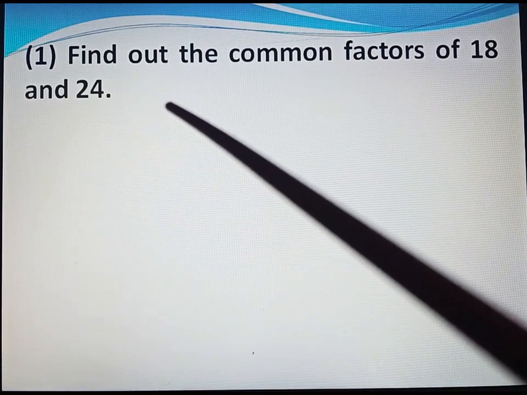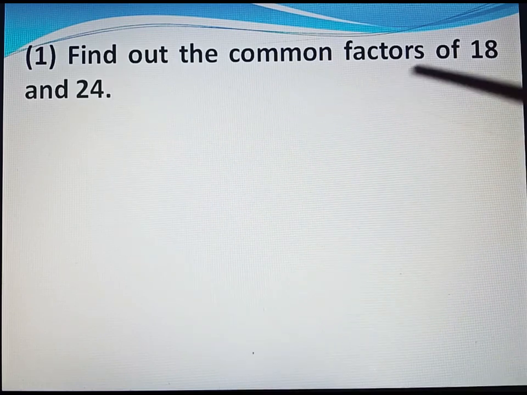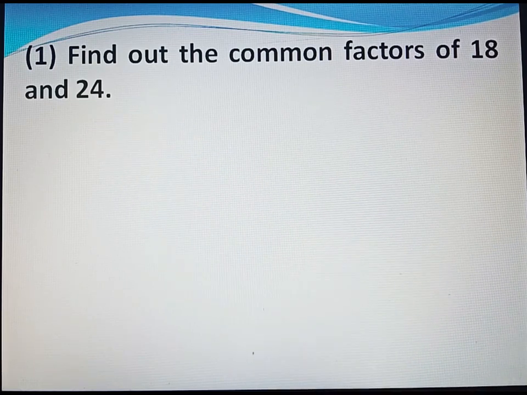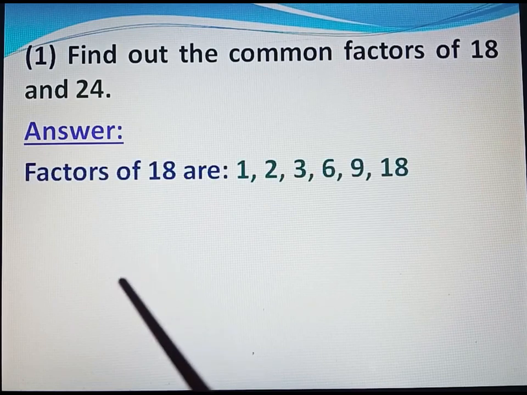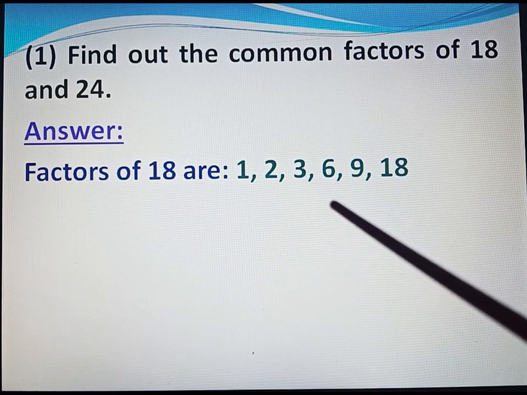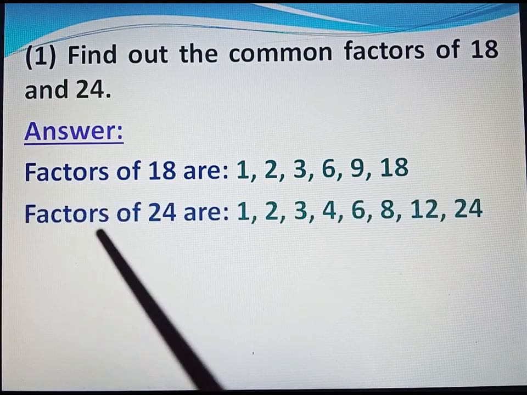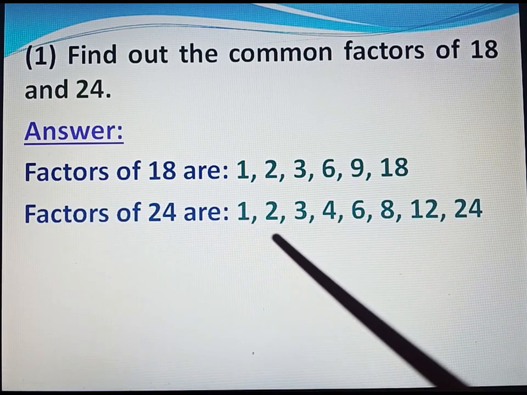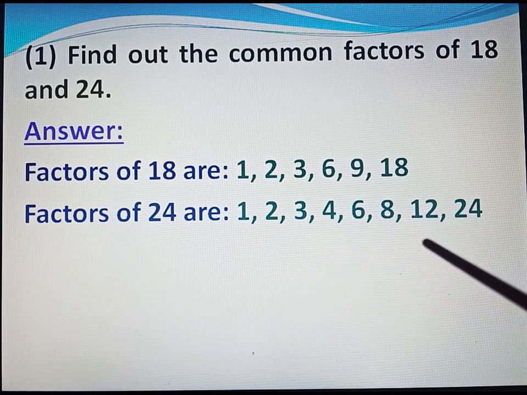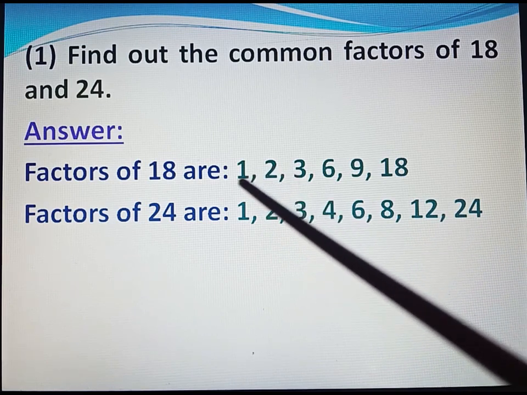We have to find the common factors of 18 and 24. First we will write the factors of 18 and then factors of 24. Answer. Factors of 18 are 1, 2, 3, 6, 9, 18. Factors of 24 are 1, 2, 3, 4, 6, 8, 12, 24. Now see the same numbers in both the factors.